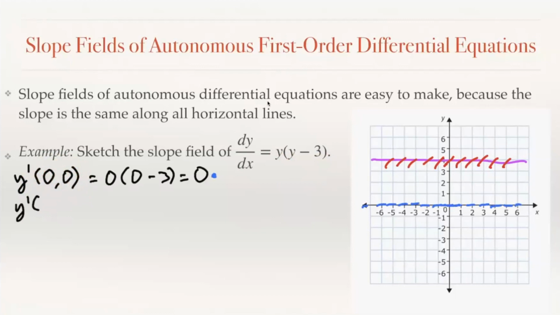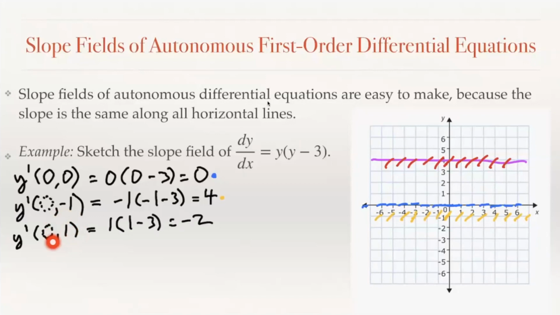y prime of, say, -1. Again, we don't care about that x value really. You can plug it in, but when you plug it in, you don't plug it into anything. That would be -1 times -1 minus 3 is 4. So we have a steep upward slope there, and time independence is the same no matter what time it is, no matter what x is, etc. At y equals 1, it's 1 times 1 minus 3 is -2. So we have a downward slope there, and it doesn't care what time it is.